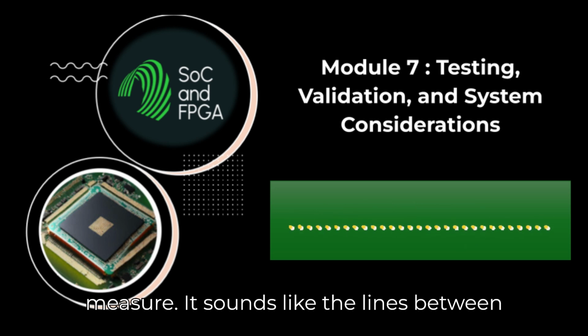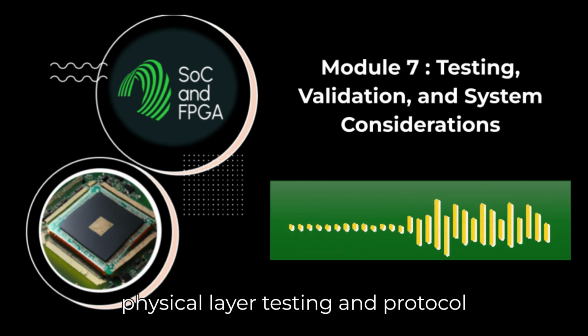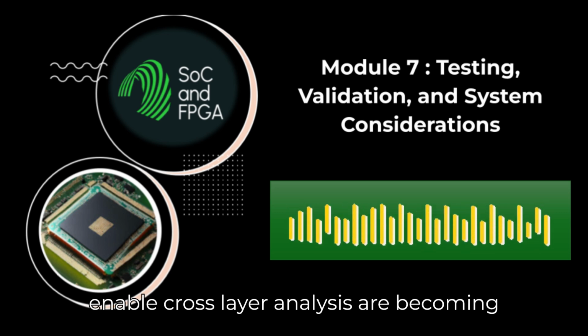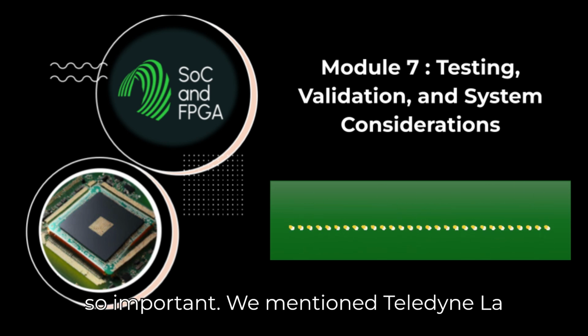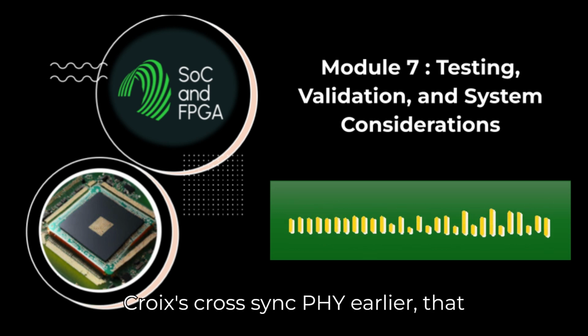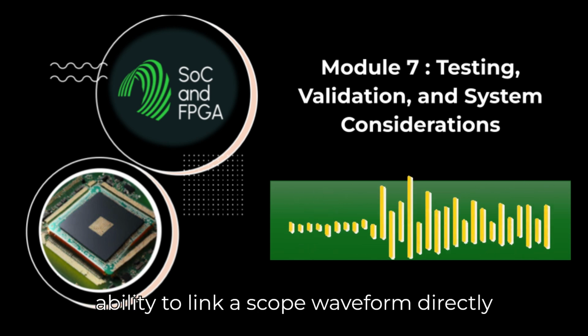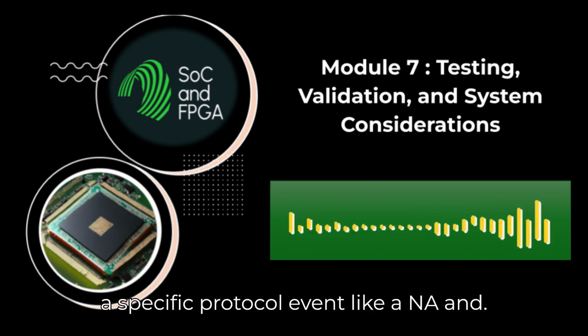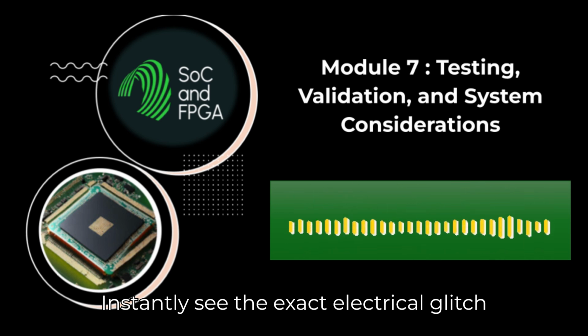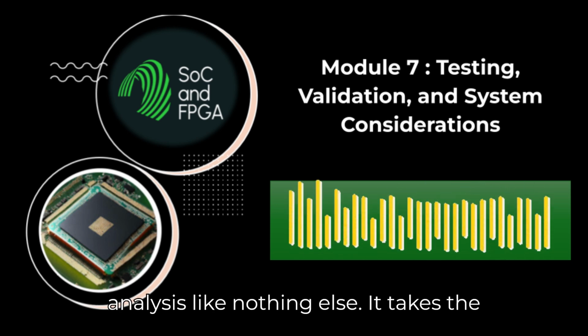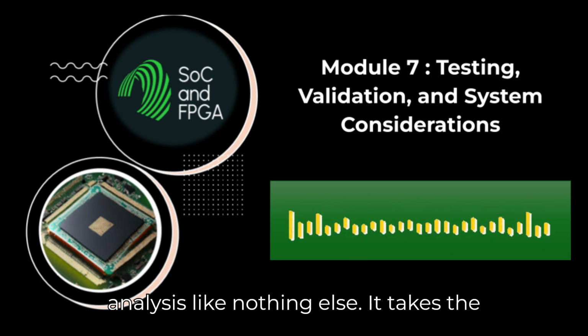It sounds like the lines between physical layer testing and protocol testing are really blurring. They absolutely are. That's why tools that enable cross-layer analysis are becoming so important. Yeah. We mentioned Teledyne LeCroy's CrossSync PHY earlier, that ability to link a scope waveform directly to a protocol trace. Trigger the scope on a specific protocol event, like a NAK, and instantly see the exact electrical glitch that caused it. That speeds up root cause analysis like nothing else. It takes the guesswork out.